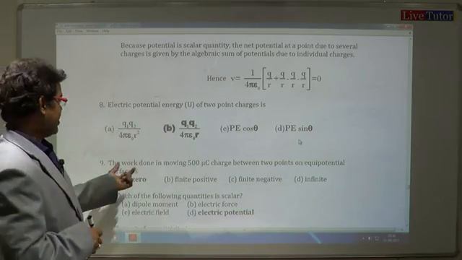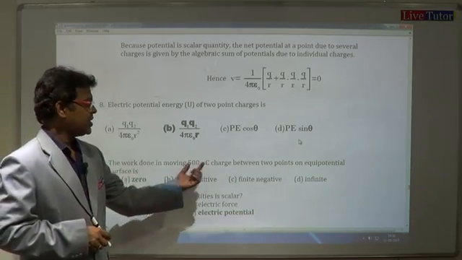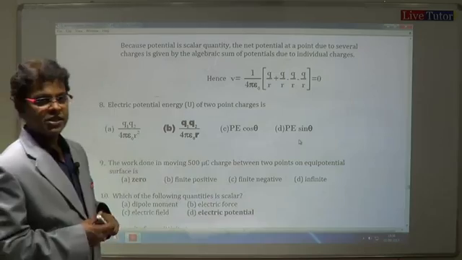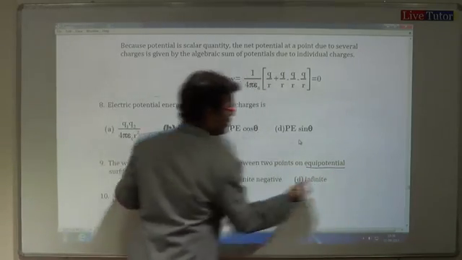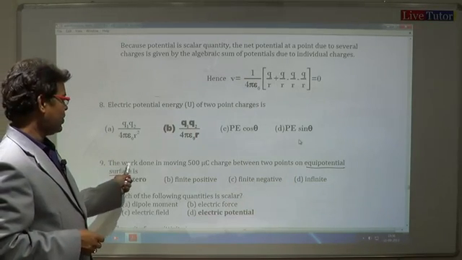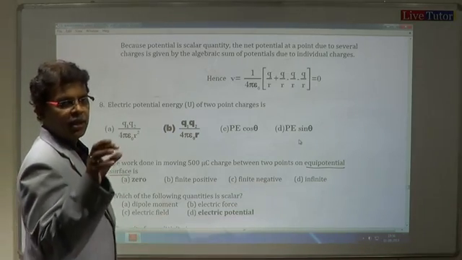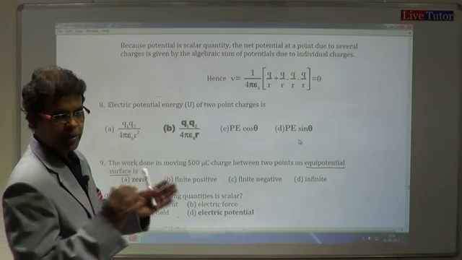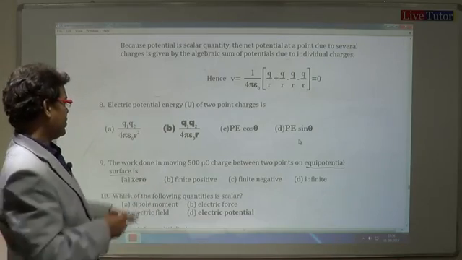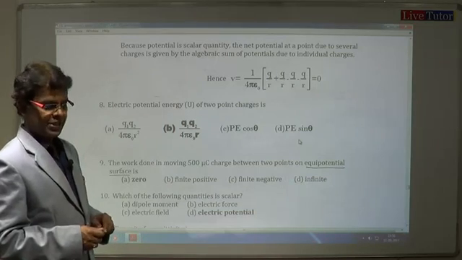Right, the next one is also a repeatedly asked question. The work done in moving any charge, you can say it is given as 500 microcoulomb, between two points on an equipotential surface. Looking at this point, what can you do? Looking at the equipotential surface, the work done will be 0. Work done will be 0. Because all the charges are at the same potential, the potential difference is zero, so the work done in moving one charge from one point to another will be 0. Remember this point, this is a frequently asked question. Okay, work done in moving any charge between 2 points on an equipotential surface is 0.